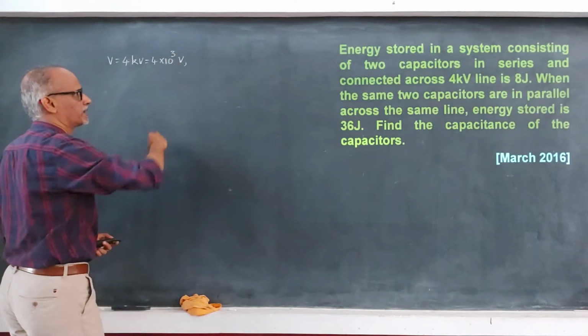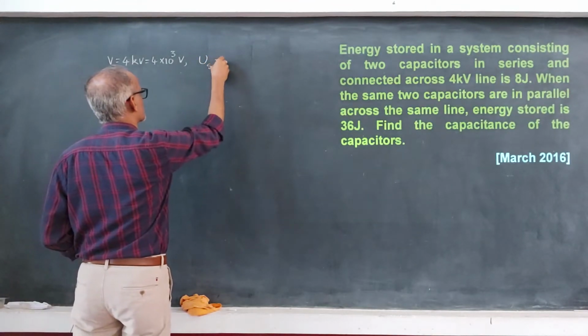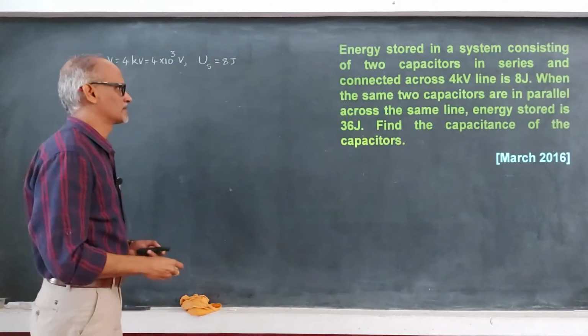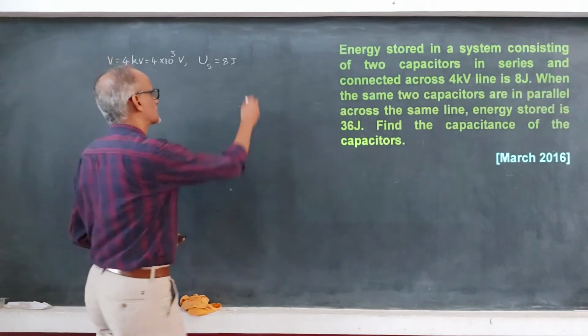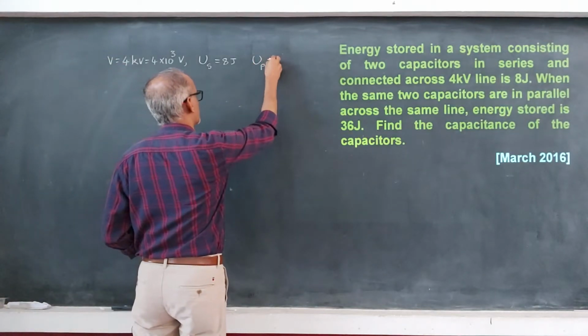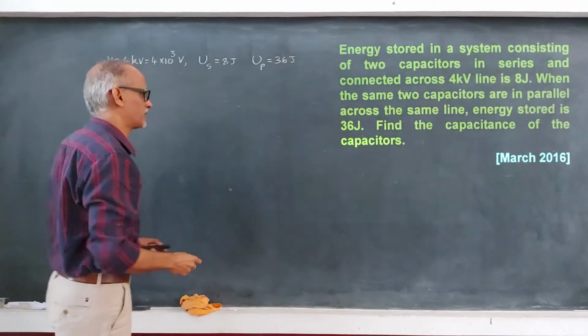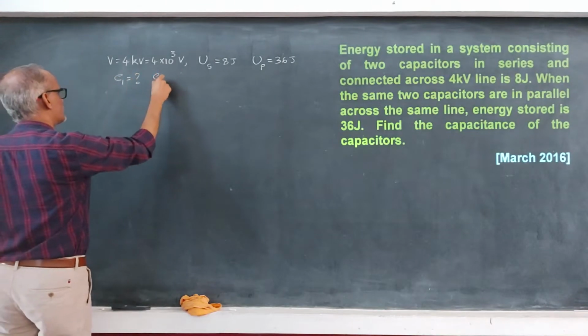Okay. And it is initially connected in series, and the energy stored is given, Us is given, which is 8 joule. Okay. When the same 2 capacitors are in parallel across the same line, energy stored is 36 joule. So, when they are connected in parallel, the total energy is 36 joule. Find the capacitance of the capacitor. So, we have to find the value of C1 and we have to find the value of C2.